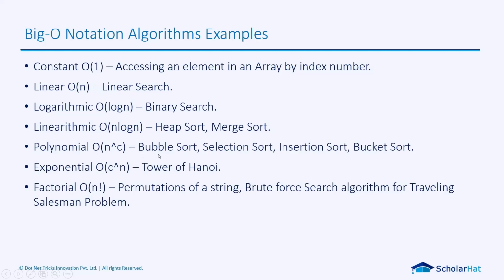And polynomial, O of n to the power c, that is bubble sort, selection sort, insertion sort, bucket sort, everything is going to be O of n to the power c. The tower of Hanoi is going to be exponential, and permutation of a string and brute force search algorithm for the traveling salesman problem, everything is going to be O of factorial n.